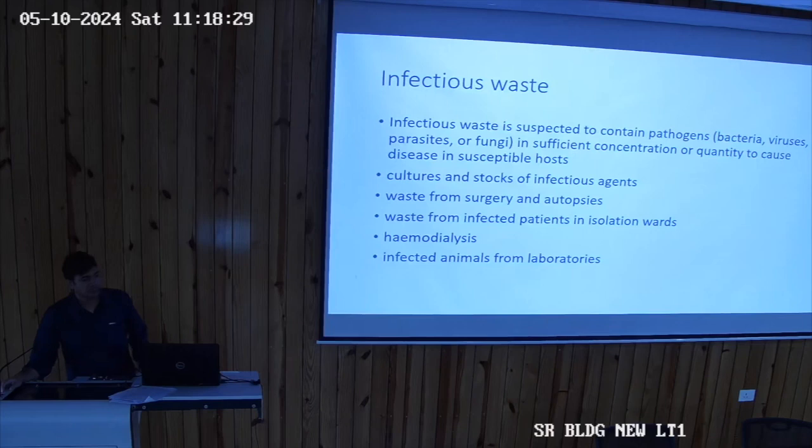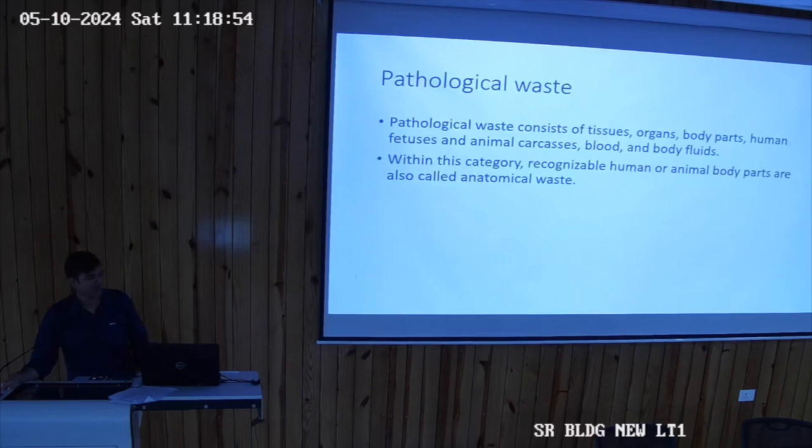Infectious waste is suspected to contain pathogens like bacteria, viruses, parasites or fungi in sufficient concentration or quantity to cause disease in a susceptible host. Examples are cultures and stocks of infectious agents, waste from surgery and autopsies, waste from infected patients in isolation wards, hemodialysis, and infected animals from laboratories. Pathological waste consists of tissues, organs, body parts, human feces and animal carcasses, blood and body fluids. Within this category, recognizable human or animal body parts are also called anatomical waste.